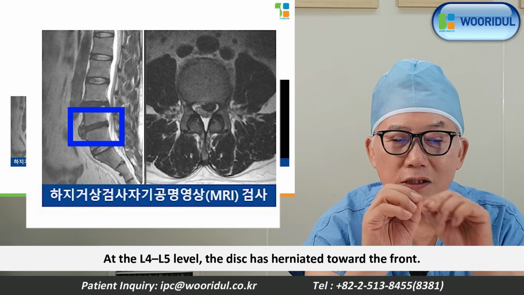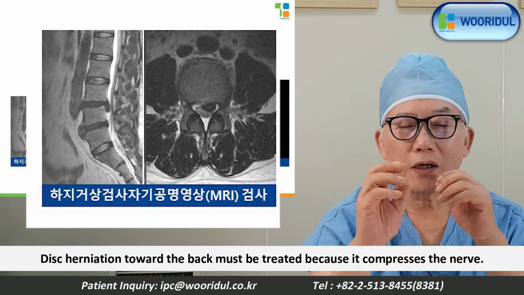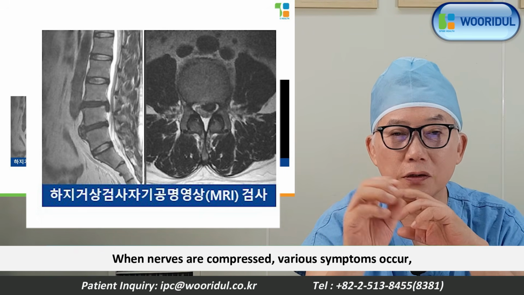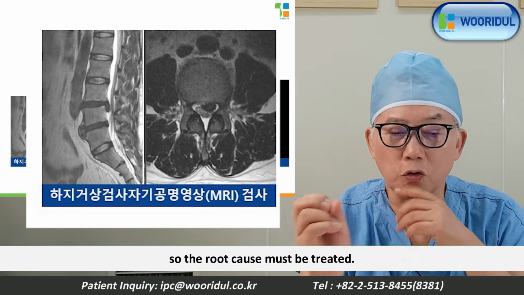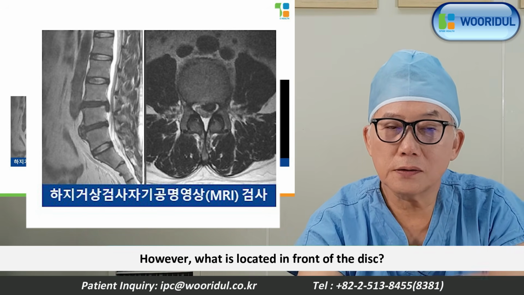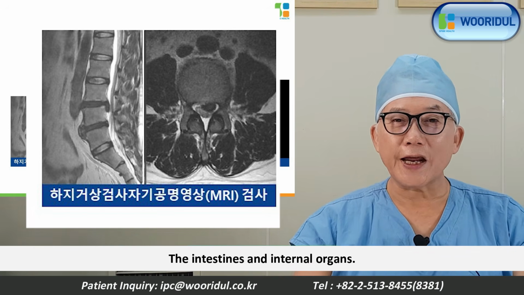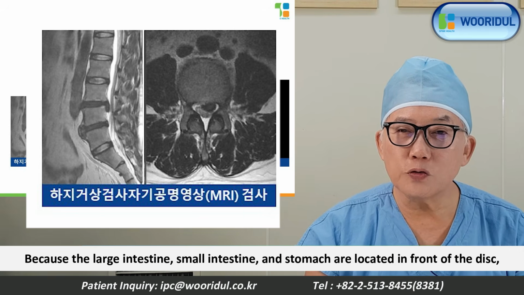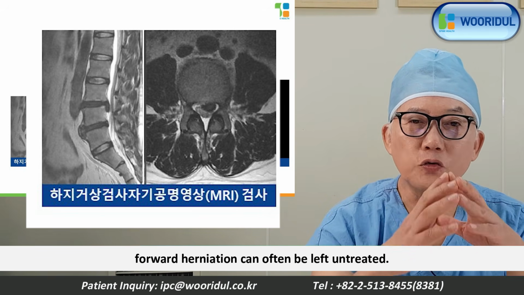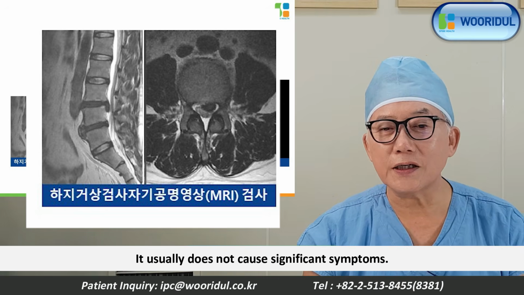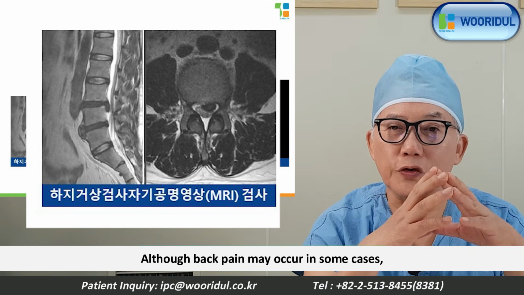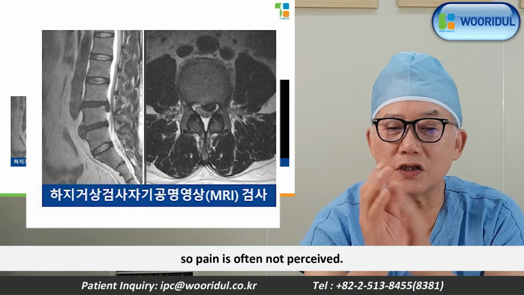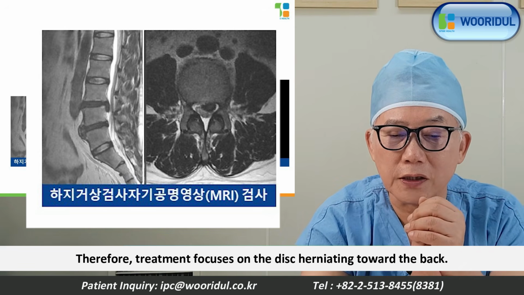At the L4-L5 level, the disc has herniated toward the front. Disc herniation toward the back must be treated because it compresses the nerve. When nerves are compressed, various symptoms occur, so the root cause must be treated. However, what is located in front of the disc? The intestines and internal organs. Because the large intestine, small intestine, and stomach are located in front of the disc, forward herniation can often be left untreated. It usually does not cause significant symptoms. Although back pain may occur in some cases, the front of the disc generally lacks pain-sensitive nerves, so pain is often not perceived. Therefore, treatment focuses on the disc herniating toward the back.